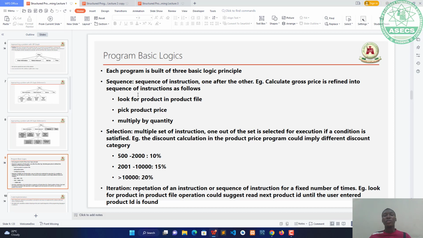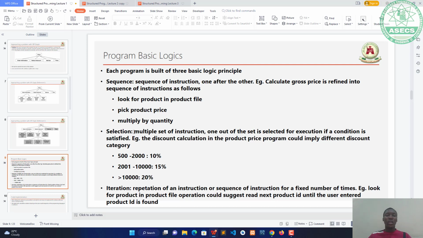E.g., calculate gross price is refined into sequence of instruction. Yana ba da misali na gross price. An yi refine shi into sequence of instructions. After this, then this, then this, then this. One instruction: look for product in a product file, pick product price, multiply by quantity. Kawai abu ne wanda yake faruwa step by step. Wannan shine sequence. But in computer program shine kamar sequence of instructions. I'm sure you guys are conversant with Java. So it's the same with that System.out.println hello, System.out.println hi, whatever. So you have to go in sequence, line by line, statement by statement.